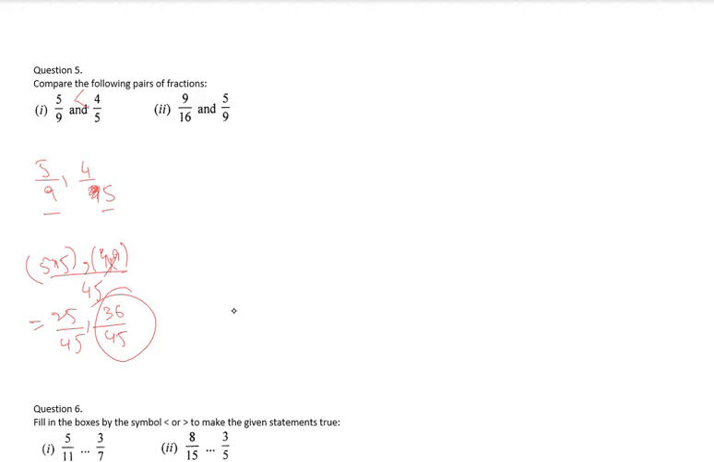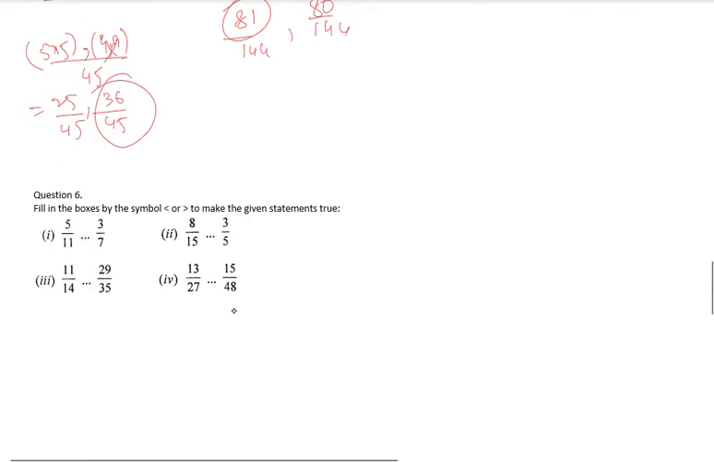This is again the same way. So the LCM is 16 into 9, because they are all co-prime. So 16 nines are 144. So we have 9 into 9 here, and we have 5 into 16 here. 9 nines are 81 by 144, and this is 80 by 144. 81 is greater, so this is the greater fraction.